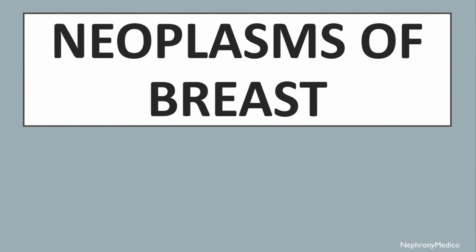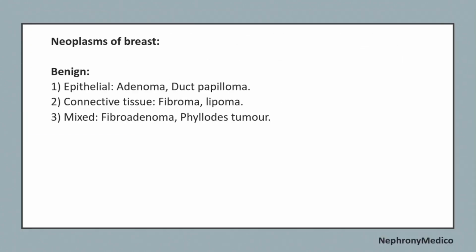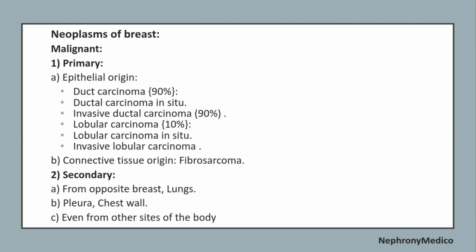Let's talk about neoplasms of the breast. It may be benign or malignant. Benign includes epithelial like adenoma, duct papilloma, connective tissue like fibroma, lipoma, and mixed like fibroadenoma and fibrous tumor. Malignant includes primary or secondary.